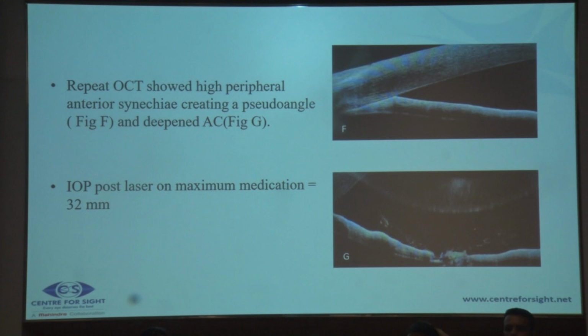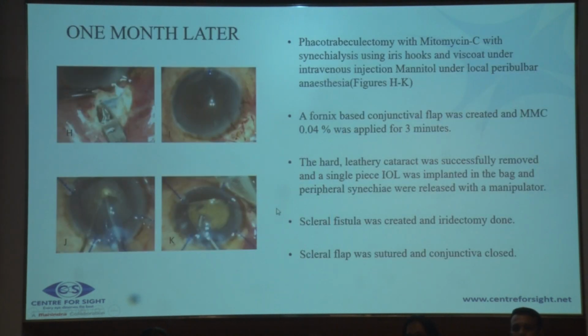OCT was done after that, but still, as you can see, the permanent synechiae had been formed, and the pressure lowered to 32 mm Hg. After 1 month of steroid treatment, when the eye was quiescent, we took the patient for phacotrabeculectomy with mitomycin C. Since it's a very tricky surgery, we needed to do synechiolysis and use iris hooks, and a trabeculectomy was done.